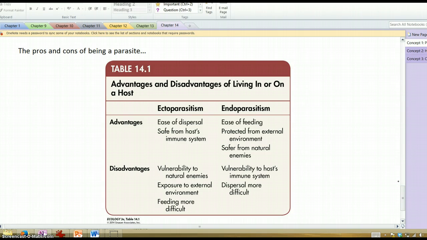So the life of a parasite is not all glory. There are some hazards to it. But let's compare ecto and endoparasites. So ectoparasites, they're on the outside, so it's easier for them to disperse, and they don't have to deal so much with the host's immune system.